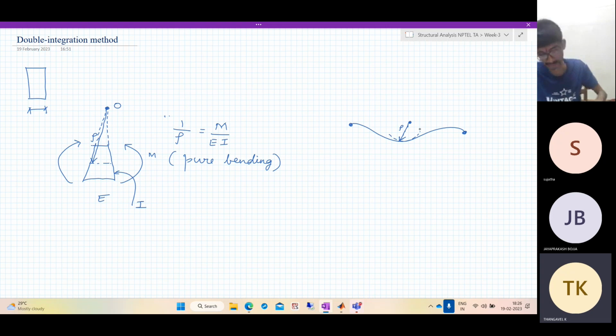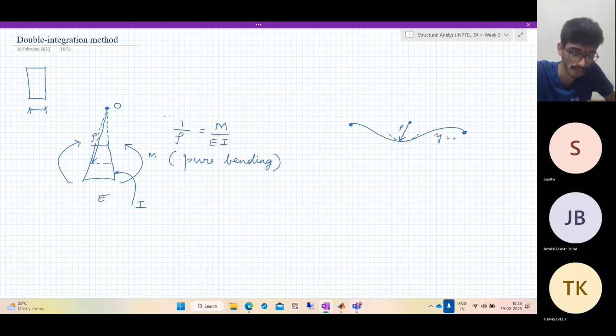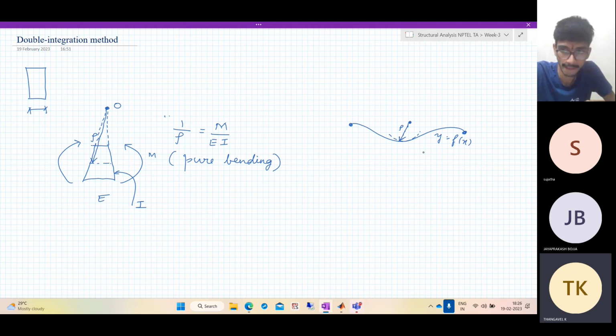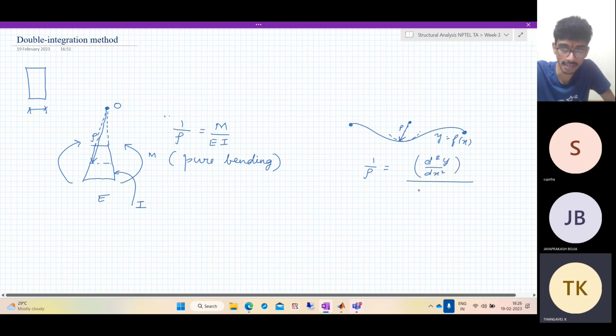And from basic calculus, you know that the radius of curvature of a smooth curve, if you have a smooth curve defined by y is equal to f of x, the curvature, which is the inverse of the radius of curvature, is given as d square y by dx square divided by 1 plus dy by dx, the whole square, the entire thing, power 3 by 2.